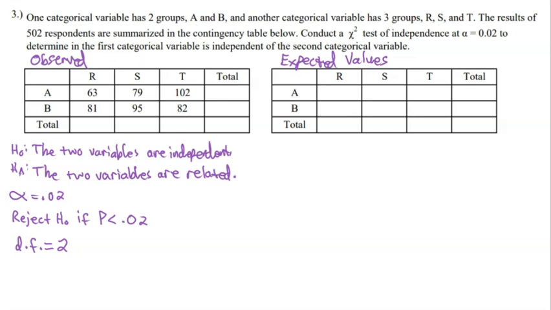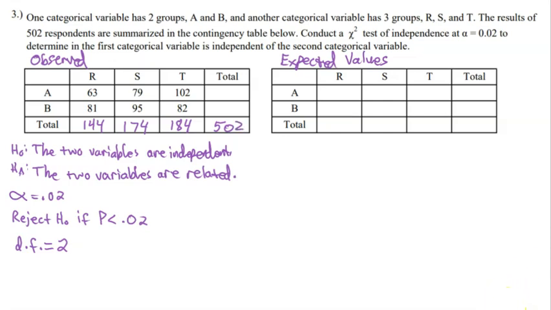All right, moving on to step 3. Step 3, we're going to create the expected values contingency table and complete the sums. We have to sum the rows and the columns here on the observed. So 63 plus 81, that's going to be 144. 79 plus 95, that's going to be 174. And then 102 plus 82, that's going to be 184. Now, let's see if this works out, because it says there's 502 respondents. That means that this should be 502, but let's make sure.